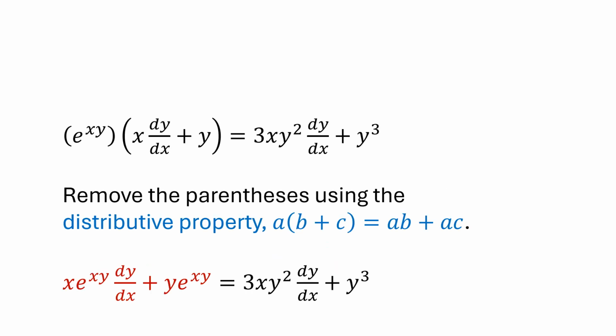So we have now to remove the parentheses so that we can collect the dy/dx terms, which is our goal. So if we take the parentheses out and multiply through by e to the xy, we get x e to the xy dy/dx plus y times e to the xy equals 3xy squared dy/dx plus y cubed.